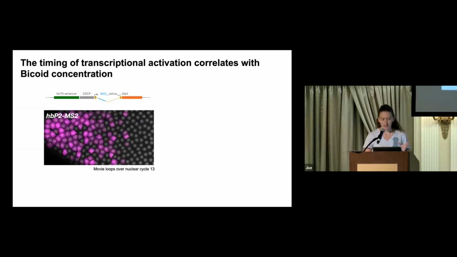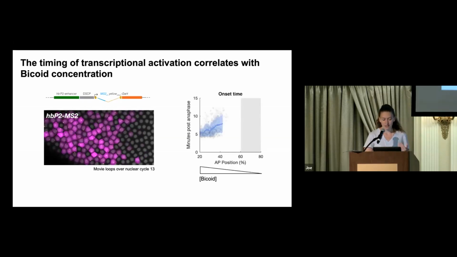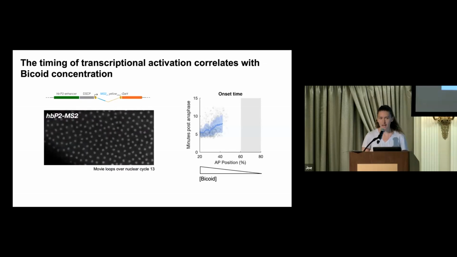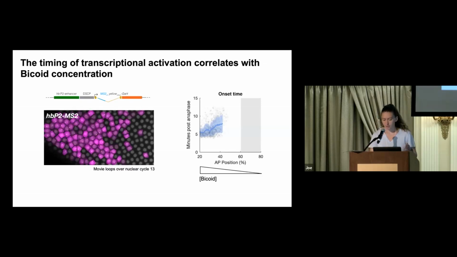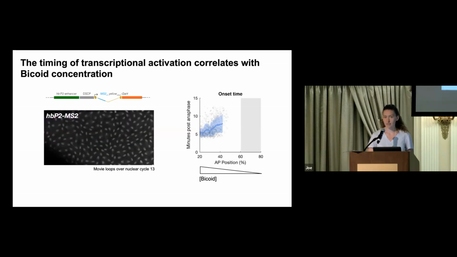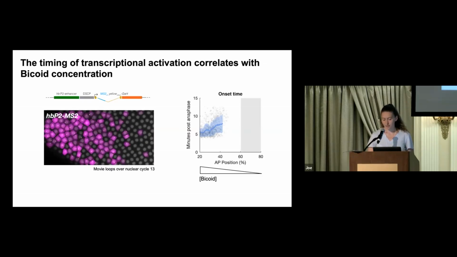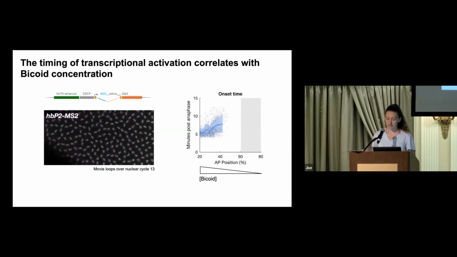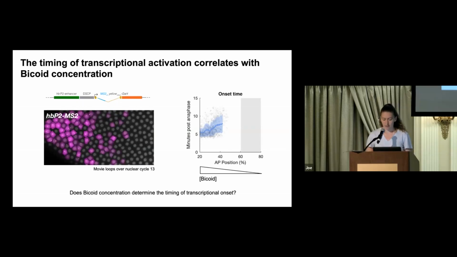And I quantified the times following mitosis that each of the nuclei initiate transcription, and then plotted these transcriptional onset times against the AP positions of each nucleus. And I found that the mean and variance of the transcriptional onset times correlate with AP position. So as Bicoid concentrations decrease along the AP axis, onset times increase. This correlation suggests that Bicoid concentration regulates onset time. But I wanted to test this experimentally.